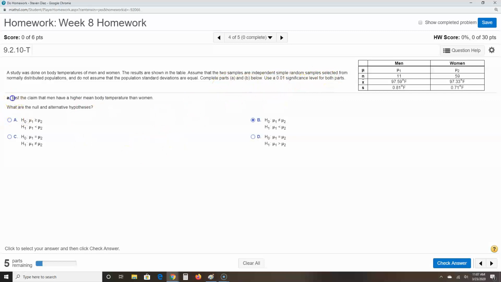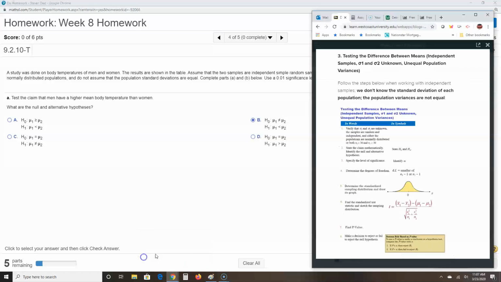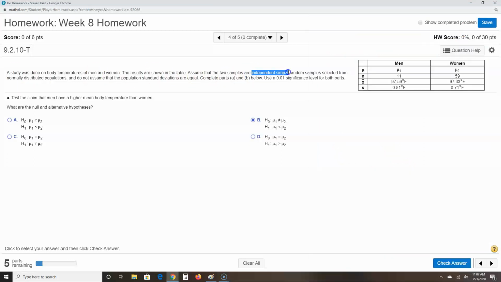In part A, they want me to test the claim that the men have a higher mean body temperature than the women. So I'm testing claims about the mean of two populations using two samples. If you look at my week 8 lecture notes, I'm going to follow these steps here. The third way you can compare the mean of two populations. The third one, why I'm following that one, because I follow these steps when I'm working with independent samples. I mentioned that already. See, independent samples.